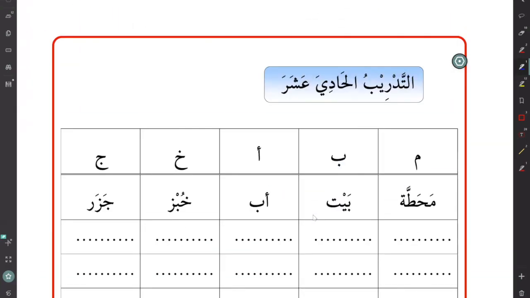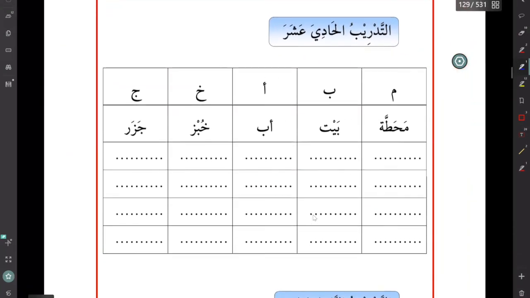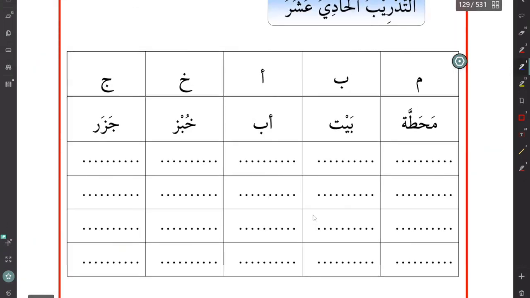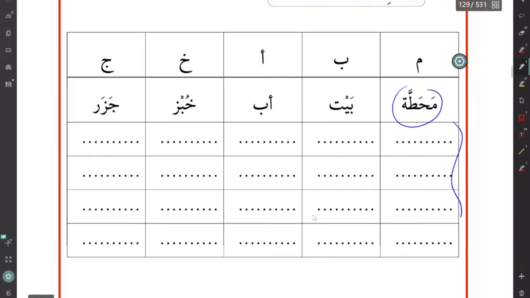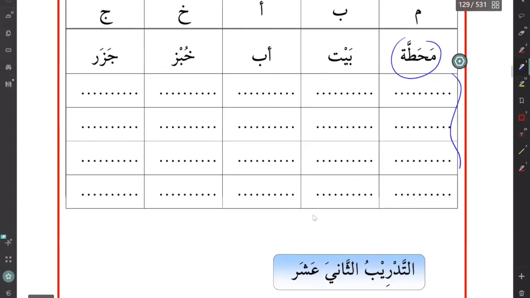Now, the 11th exercise. This is your writing exercise. You can write these words a few times. We know what a station is. Bait, you know what bait is. Ab, khubz, khubz is bread. Jazar, you know what jazar is, carrot, right?